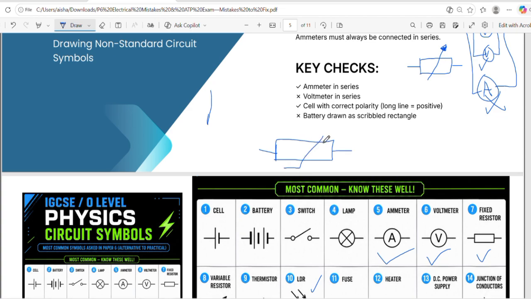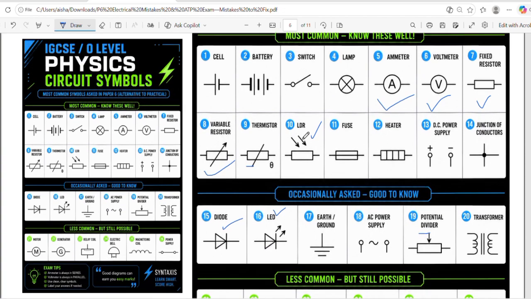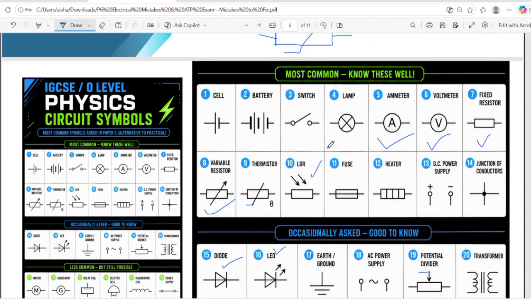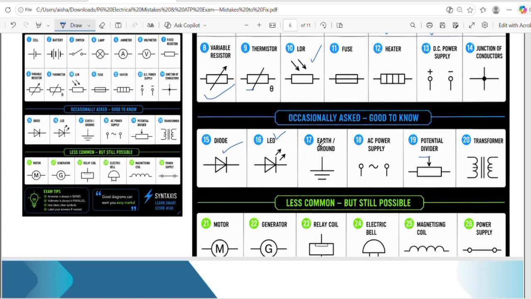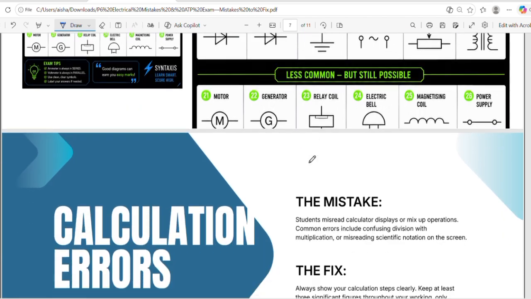Okay, LDR. So just know the ammeter, voltmeter, fixed resistor, variable resistor, thermistor, LDR, LED, diode, to be safe. And maybe potential divider as well, also very important. That's it. That's what mostly comes.